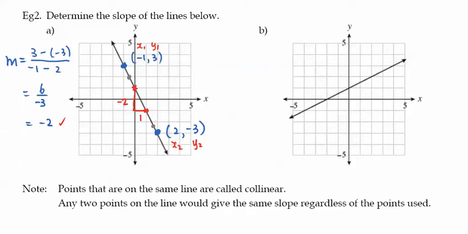Or better yet, if they have the points plotted on a graph like this, you can simply count the number of boxes to measure the rise and the run. You don't have to use the slope formula.